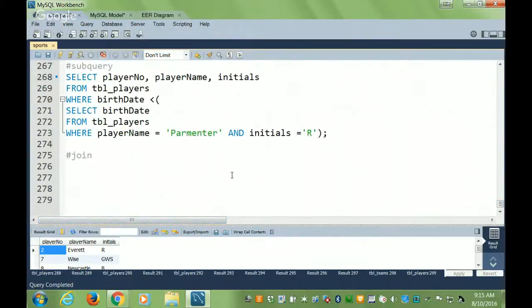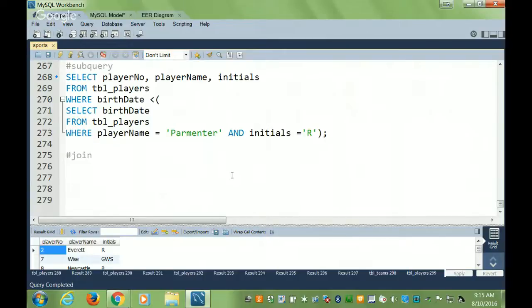Okay, now it says use a join. So I didn't have to do anything else. I said birth date less than. Don't do a less than equal to. That's the only time you'll find our Parmenter in the list. If it says show me in the list, put an equal to. If it says don't show me in the list, put a less than, right?